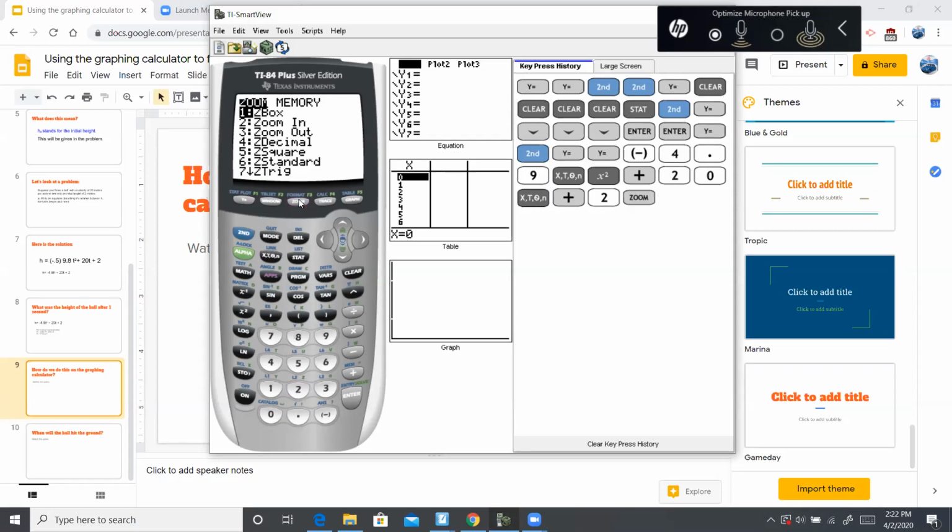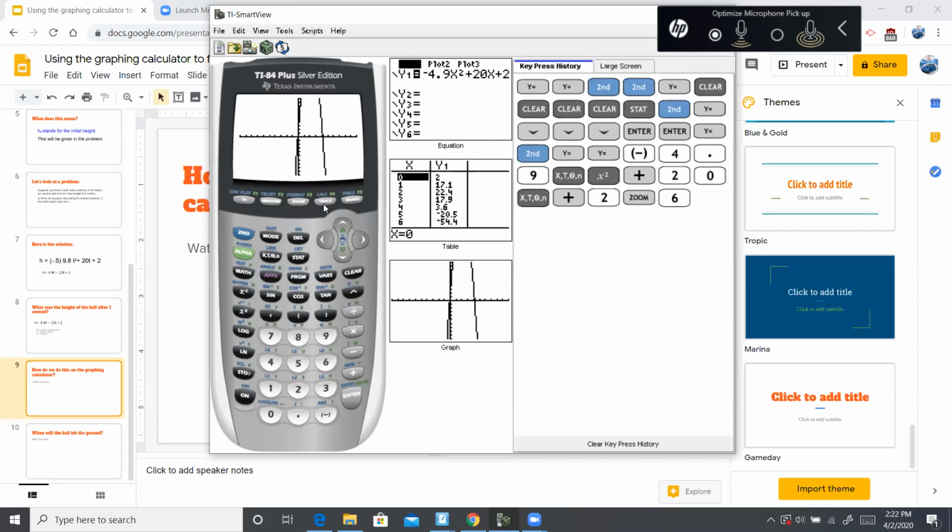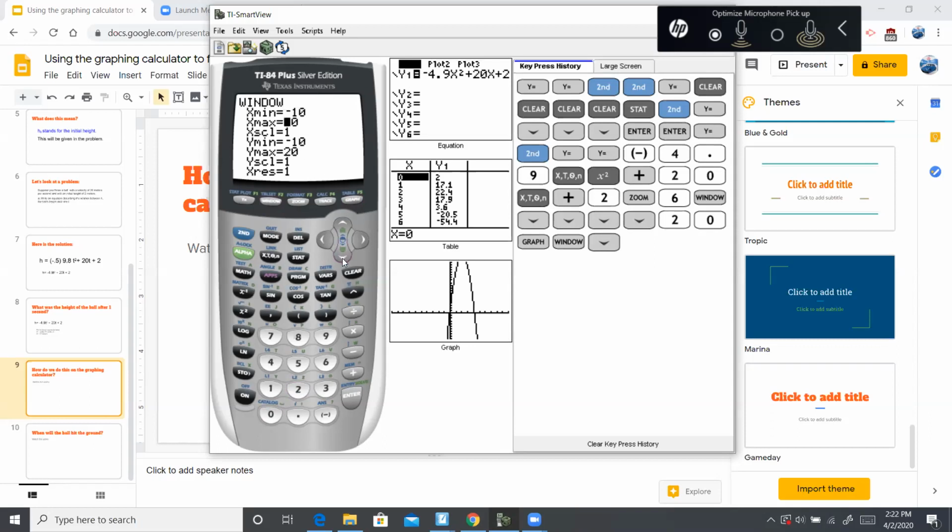Now we're going to go to Zoom 6, and we get a parabola on our calculator. Notice I'm off the screen, right? So I'm going to go to Window, and we're going to make this just a little bit bigger so I can see it. We're going to go to Y max, and let's make this 20. We'll press graph again. Still can't see it really well. Go to Window, come down here to Y max. Now let's shoot for 30, and we'll press graph. And there is our parabola.